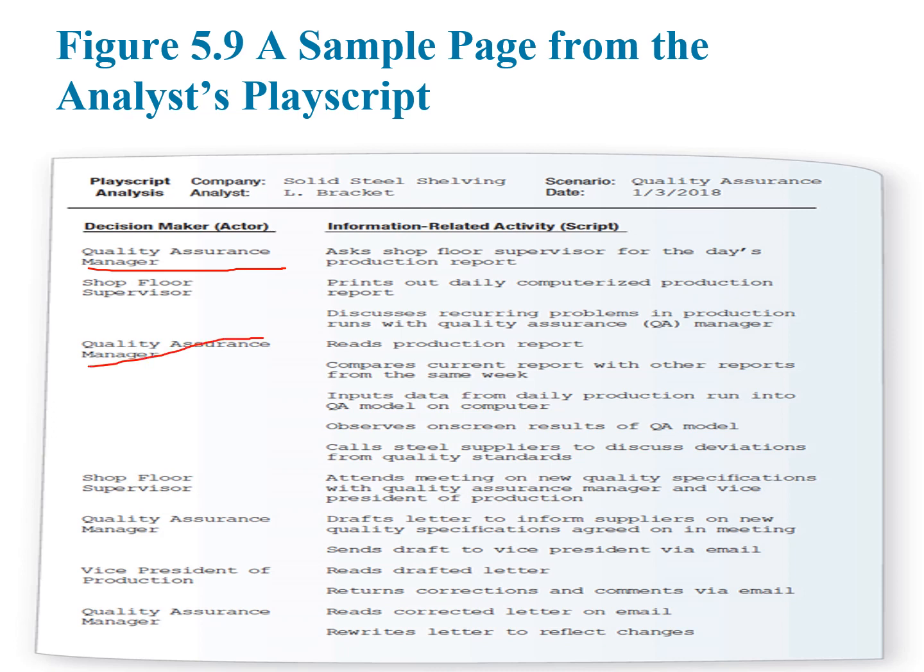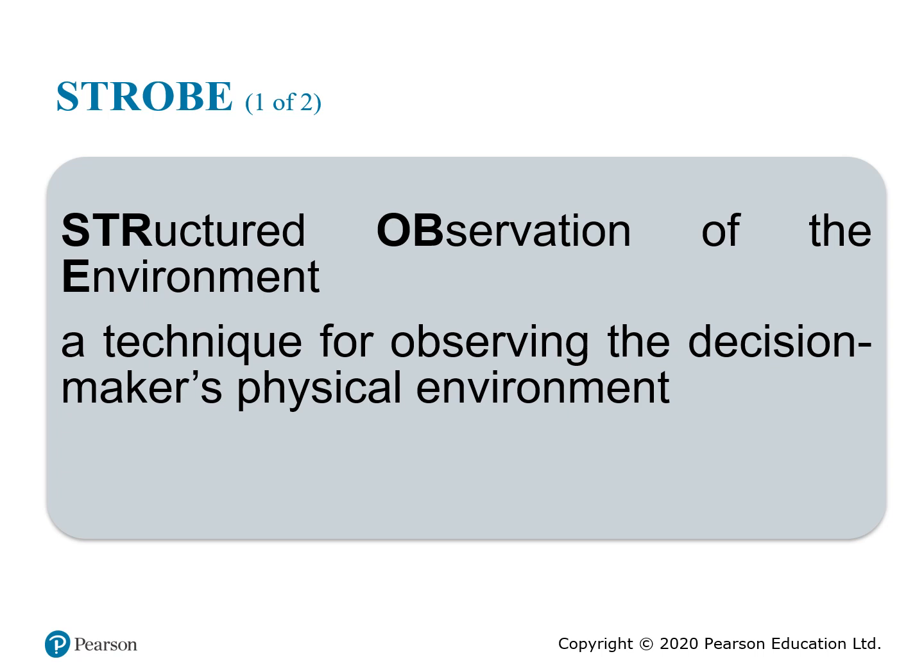For another manager, we can also have a script like a dialogue between the shop floor supervisor and the quality assurance manager, discussing and reacting to each other. It's like a dialogue script. That can be very helpful for the analyst to analyze and find out the decision makers' behavior. Strobe is one of the techniques related to observation methods.